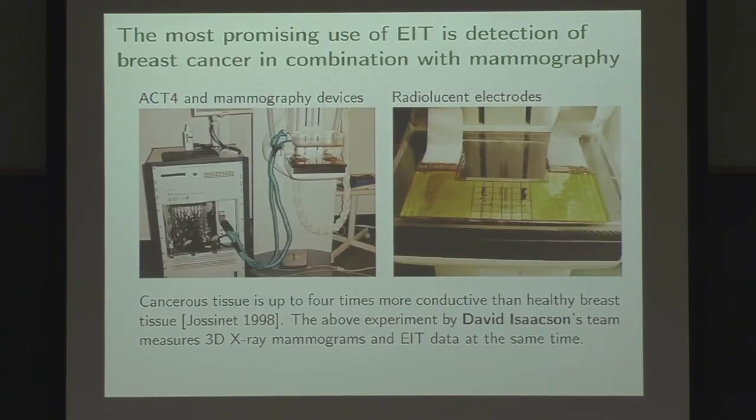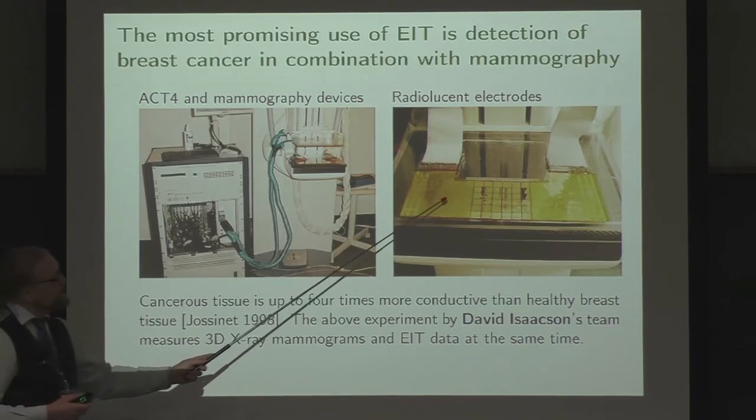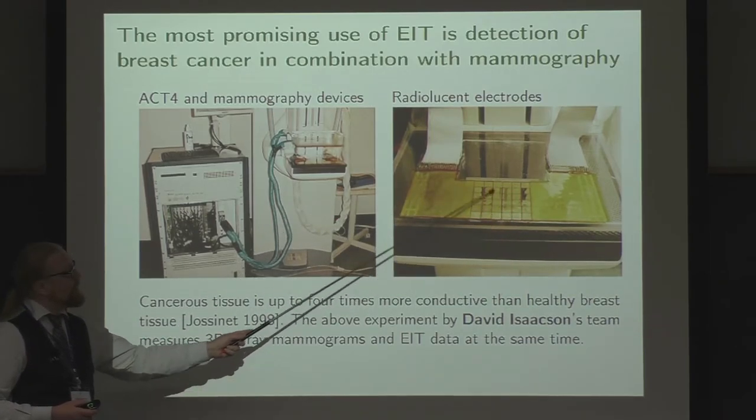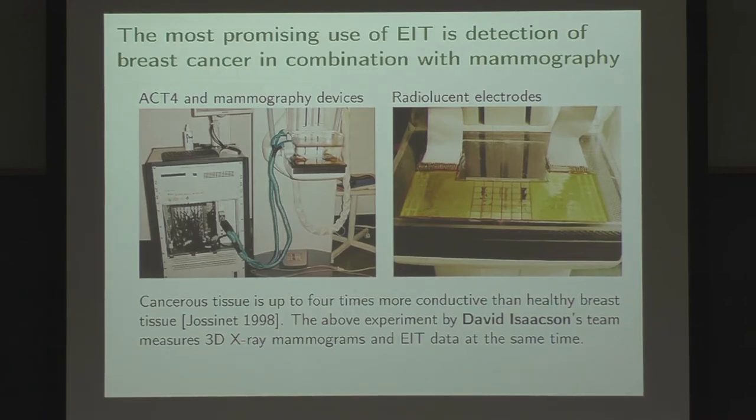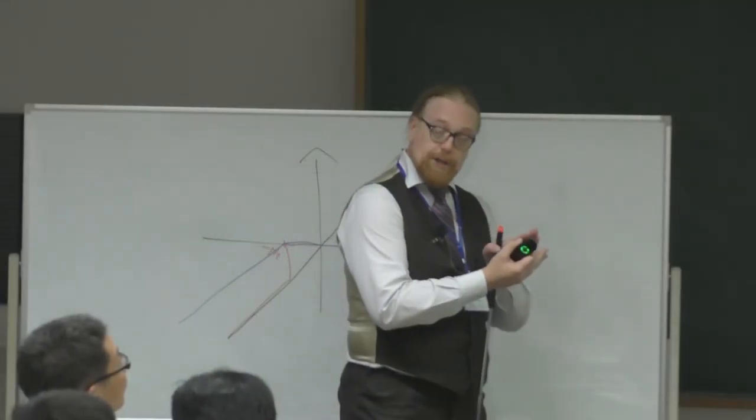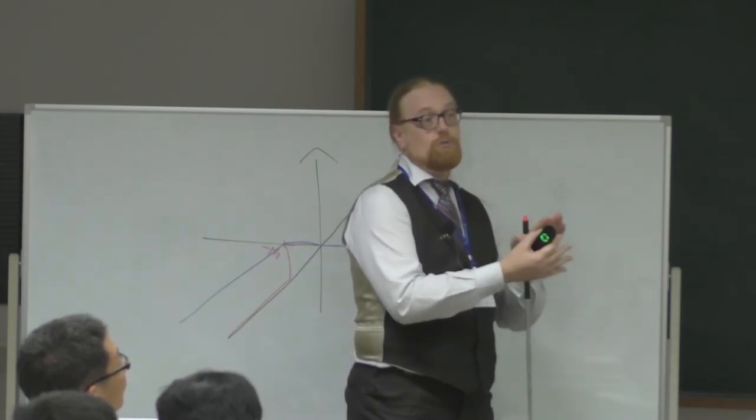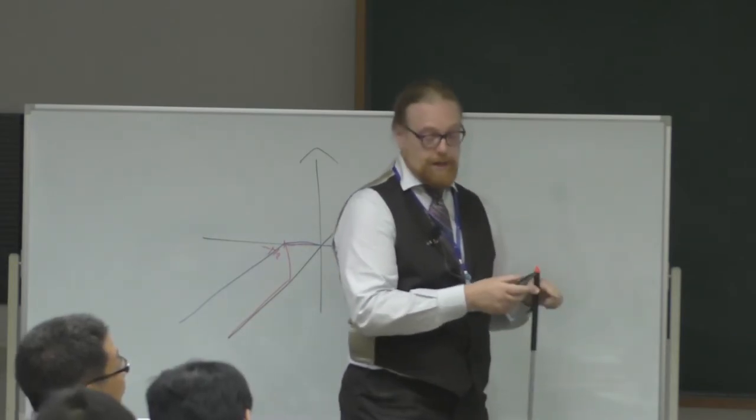This is quite an important study from David Isaacson's group, so I'm not involved with this one, but I want to tell about this important study. They did this at Massachusetts General Hospital, MGH. So they took a mammography device, which is an X-ray machine for detecting breast cancer. They put electrodes to both of the plates, top plate and bottom plate, and they used such conductive material that's transparent for X-rays. So it didn't interfere with the X-ray image, so they could measure EIT data during the compression of the breast, so then it's easier to register the electrical information with the X-ray information.